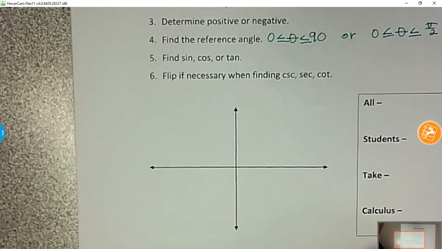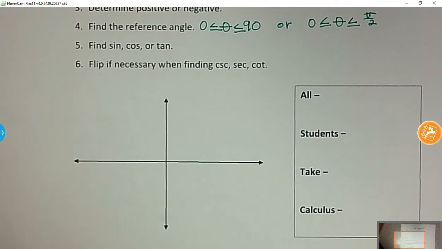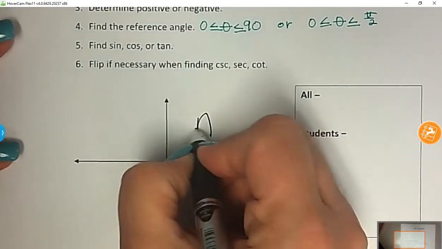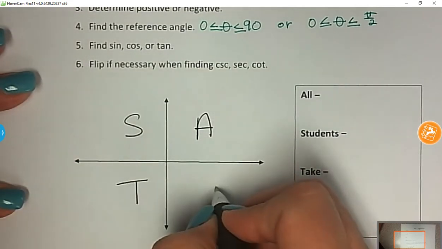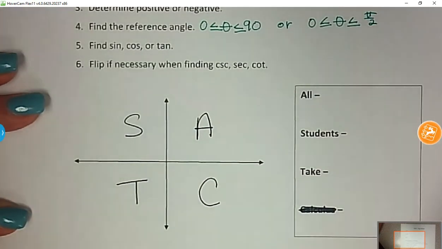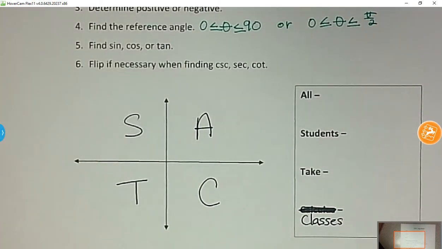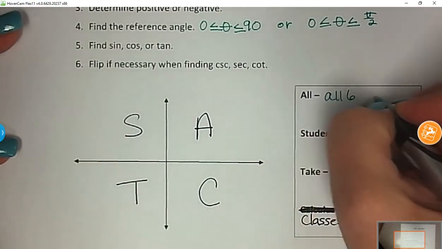So now we've got to talk about this chart at the bottom, and I already did it with some of the classes, and I've changed it just a little bit since the last time I used these notes, and I didn't retype it here. But in quadrant 1, A is for all, S students, T take, and C classes. Because you guys let me know that not everybody's going to take calculus, but all students take classes. Now, what do all of those mean? A means all 6 trig functions are positive.